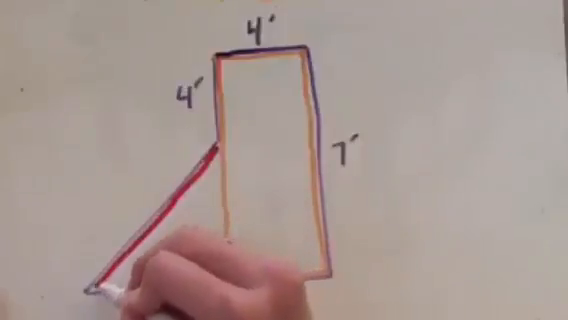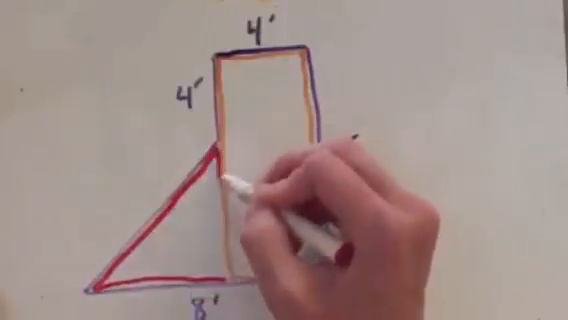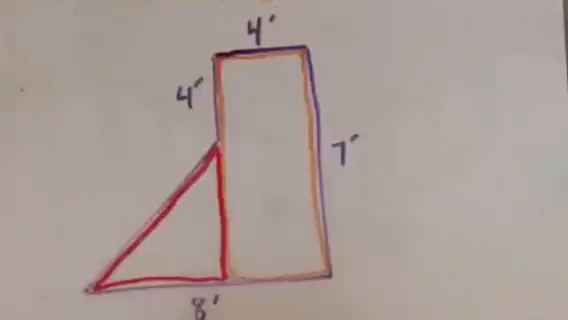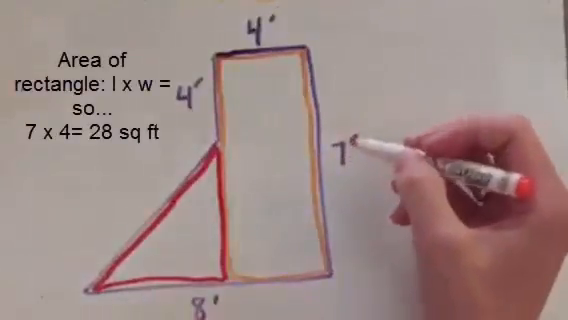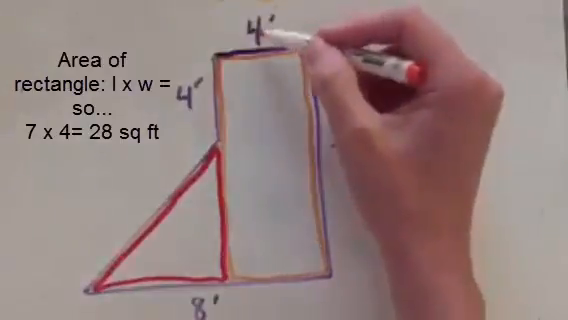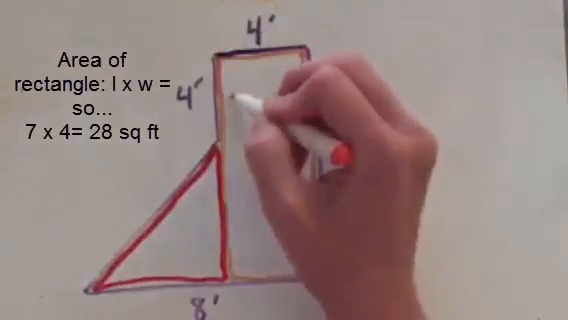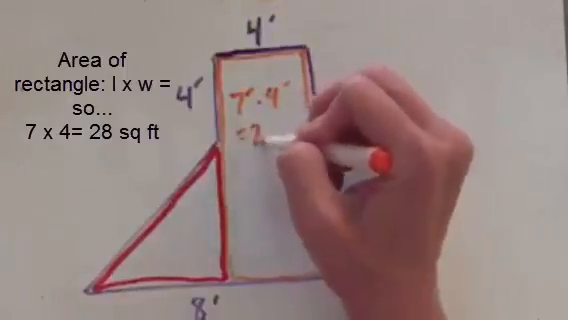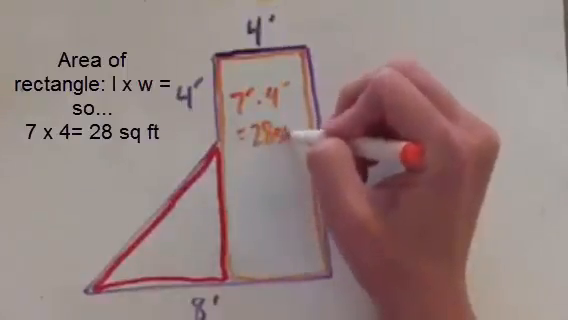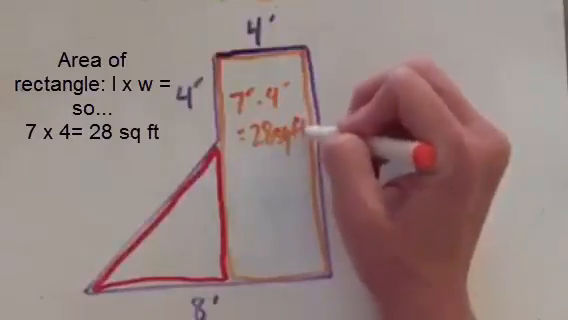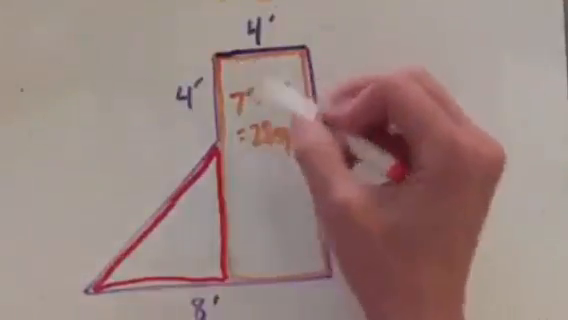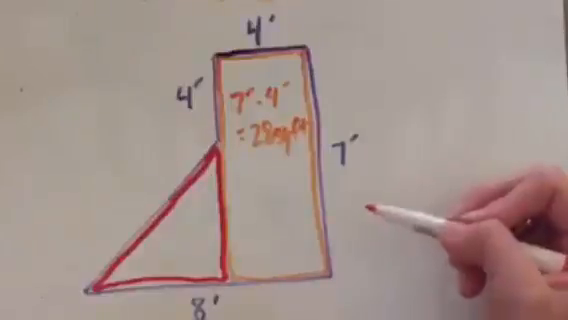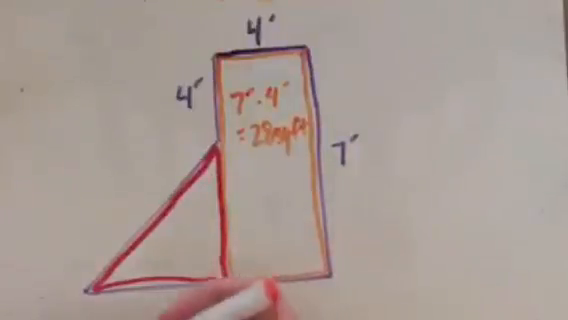Okay, I know how to calculate the area of a rectangle. We just reviewed it. Base times height, or length times width. In this case, 4 feet times 7 feet. So 7 feet times 4 feet equals 28 square feet. So that's the area of this orange rectangle here. Over here, my triangle, it's a little bit trickier.